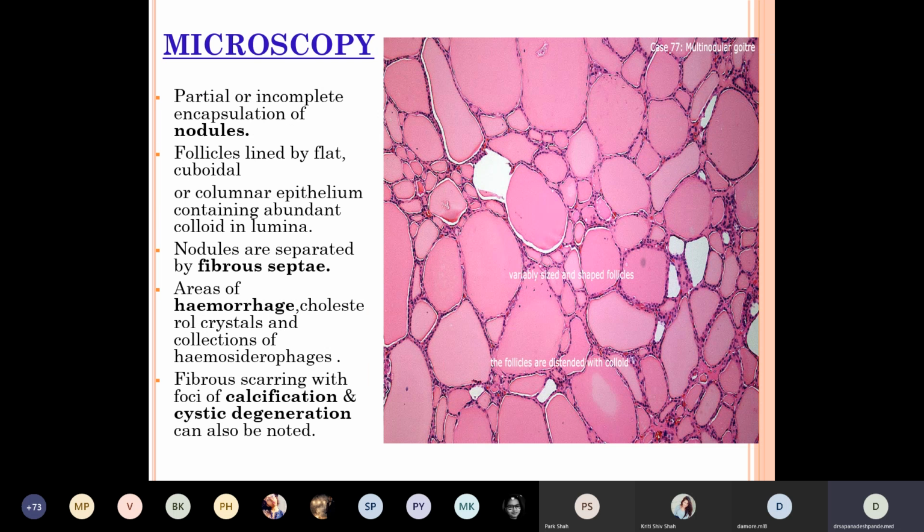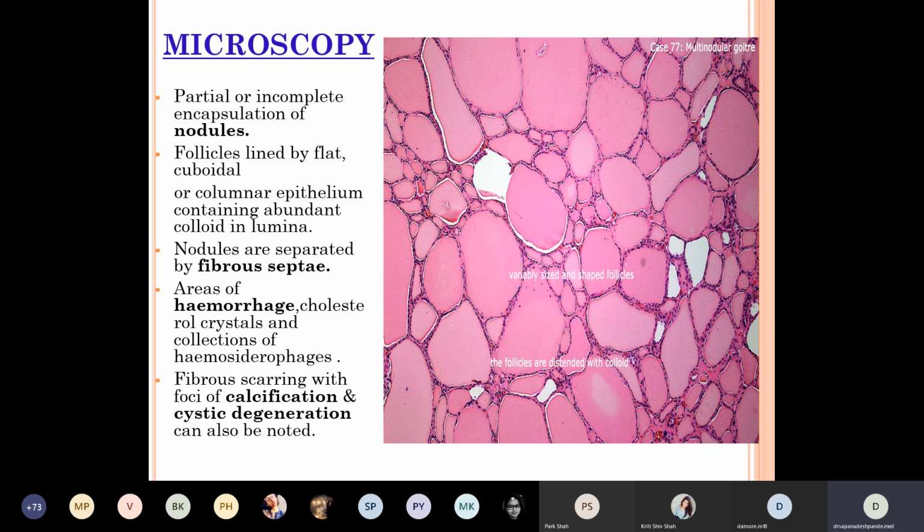Now the next slide, what is the microscopy? So now what you can see, all the follicles are increased in size and number. They're compactly packed. There is variation in size and shape of the follicles, and the follicles are distended with the colloid. So on histopathology, you will see that colloid is light pink in color. On cut section, it will be brown gelatinous.